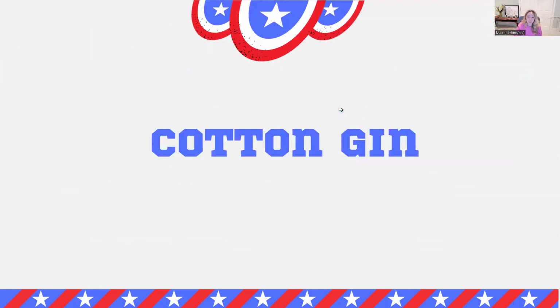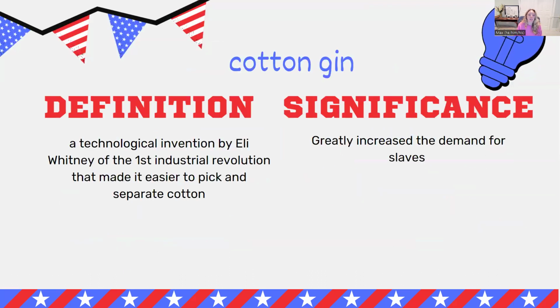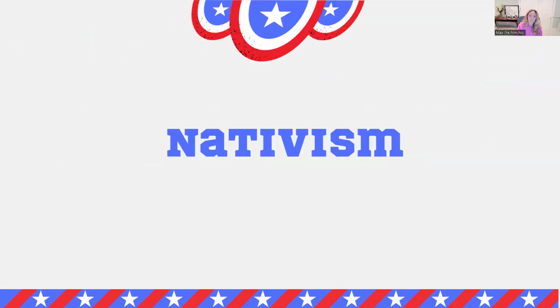I know I just mentioned this, but let's talk about it more. Cotton gin: a technological invention by Eli Whitney, also known for interchangeable parts, during the first Industrial Revolution, that made it a lot easier to pick and separate cotton. Significance: it greatly increased the demand for slaves. I know it sounds ironic, because if it makes it easier, then you should need fewer slaves. Isn't that the good thing? No, they think about it as, I can pick more, faster. I need more slaves to make more money.